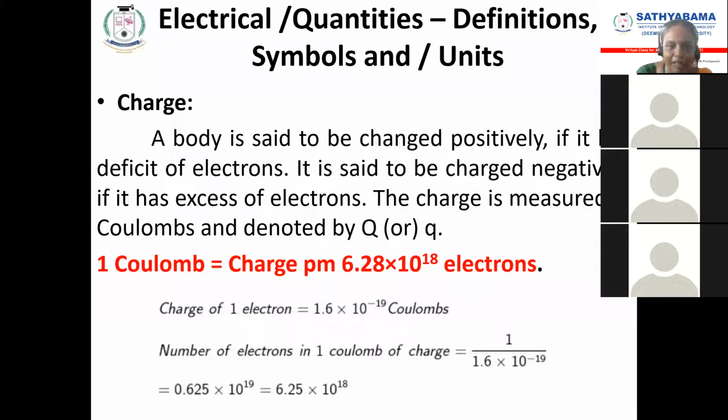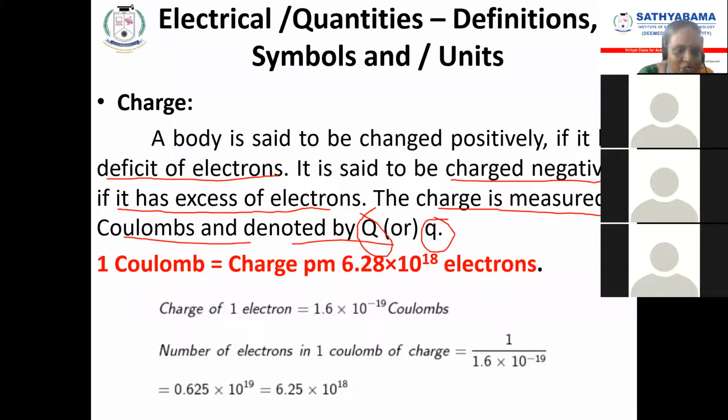The charge is measured in coulombs and denoted by q. Actually I have denoted it by small q, but capital Q also stands for charge. Your body is said to be charged positively if it has a defect of electrons. That means an excess of electrons makes it negatively charged.